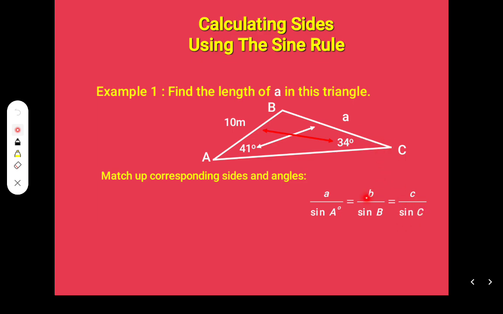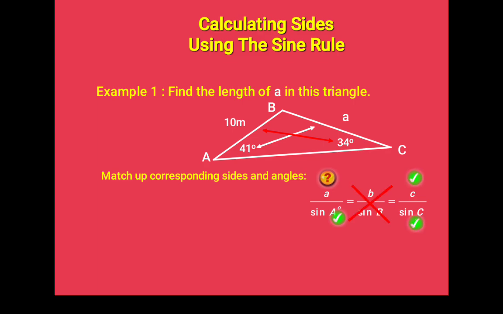So take note that we are given angle A, but not side A. We are not given side B, we are not given angle B, so therefore this is not going to be useful for the time being, but we know side C, which is 10, and we also know angle C. So all we have now to do is to rearrange our equation. Rearranging the equation shall give us A over sine 41 is equal to 10 over sine 34.